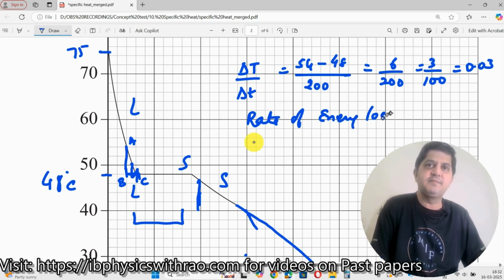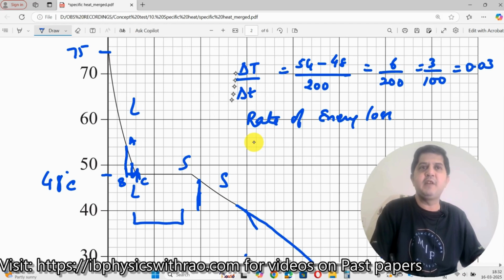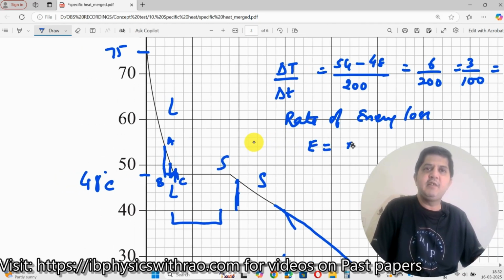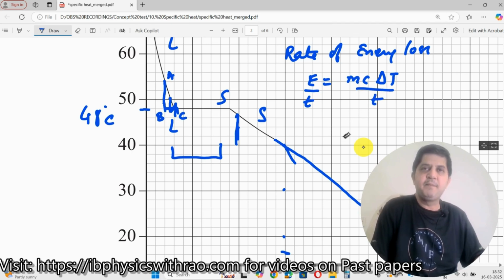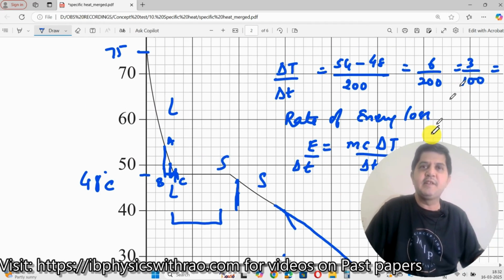energy loss. Now first, let us find out what energy is. How do you find energy? E is equal to mc delta T. This is your energy. Now if I want to find the rate of energy loss, what should I do? When I say rate, you are always going to divide by time, right? So here also I am going to divide by time. Instead of writing time, I'll write delta t on both sides. What is delta T by delta t? That's what I have got from the graph, right? How much is it? 0.03.